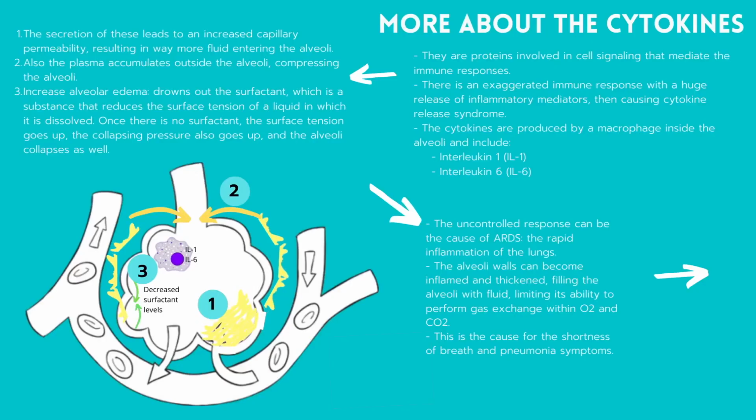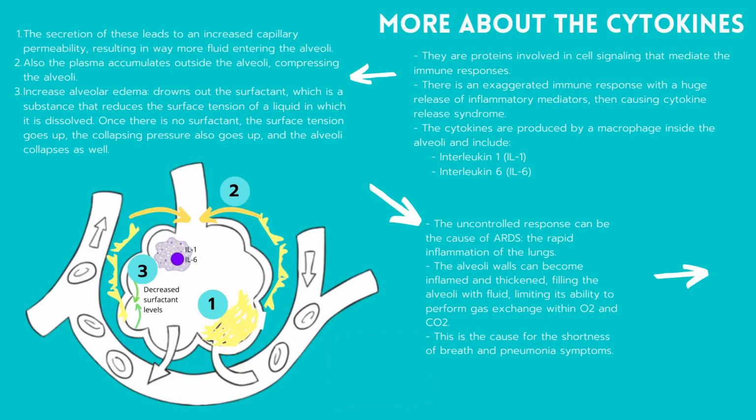More about the cytokines. They are proteins involved in cell signaling that mediate the immune responses. There is an exaggerated immune response with a huge release of inflammatory mediators, then causing a cytokine release syndrome. The cytokines are produced by a macrophage inside the alveoli and include interleukin-1 and interleukin-6. The secretion of these leads to an increased capillary permeability, resulting in way more fluid entering the alveoli. Also, the plasma accumulates outside the alveoli, compressing the same structure.